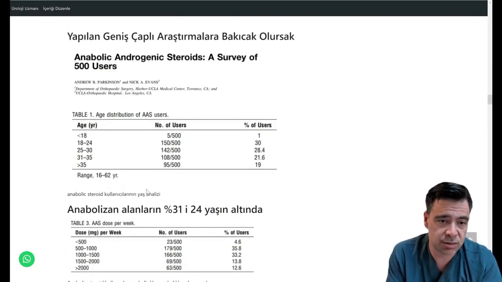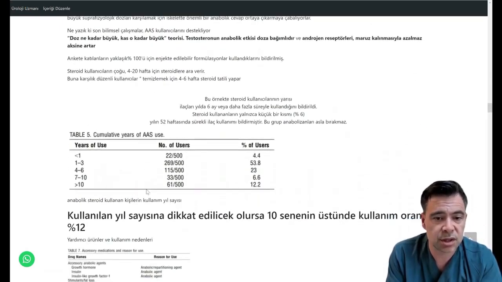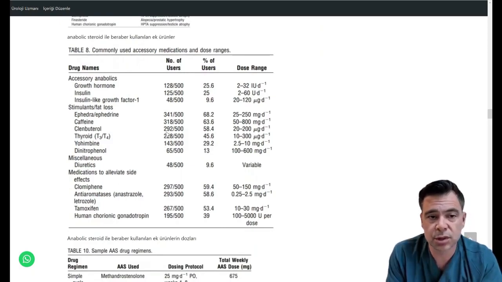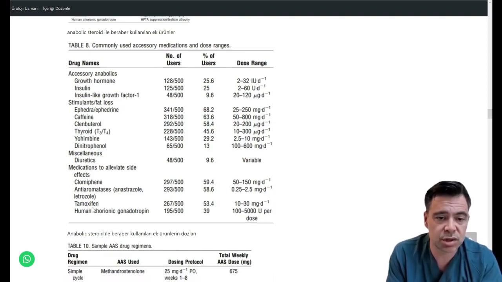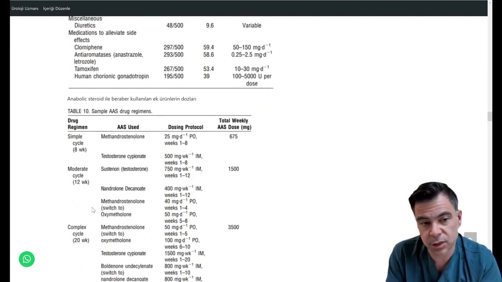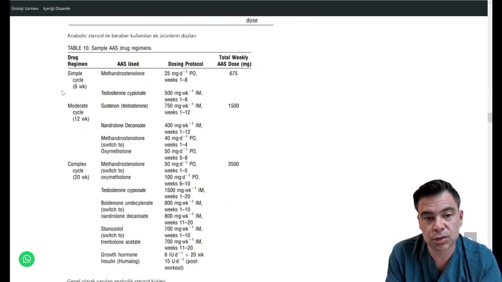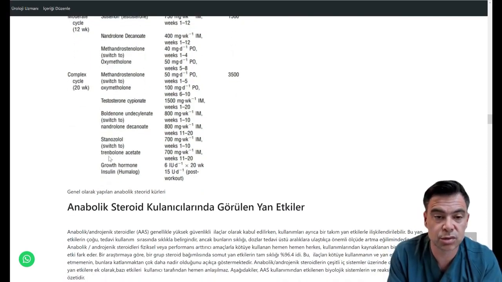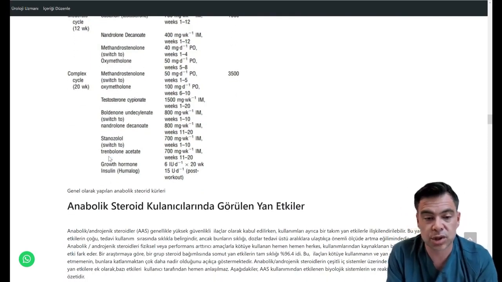The reason why I show these cycles is because they contain very high doses. Indeed, the doses of the drugs used in these cycles are very high, and not only these drugs are used. Growth hormones, fat burners, and diuretics are also used along with those, and also many drugs are used in PCT. Even the simplest cycle contains 500 mg of testosterone per week. The higher tier cycles contain 1000 to 1500 mg of testosterone per week.